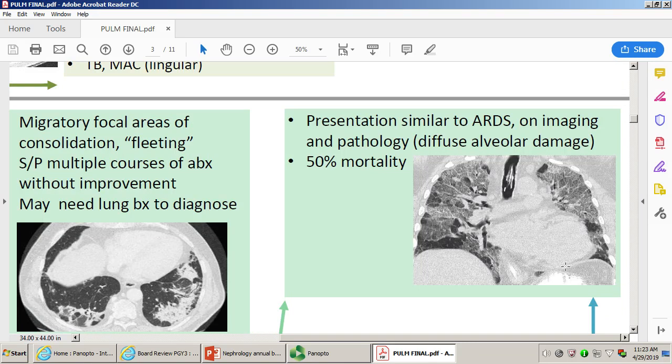So this is acute interstitial pneumonia, which is really kind of on the same spectrum as ARDS. It's a really severe presentation. The imaging and pathology is very similar to ARDS with the diffuse alveolar damage, a high mortality, and you would treat it with steroids.